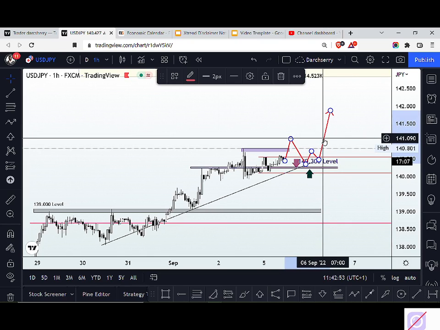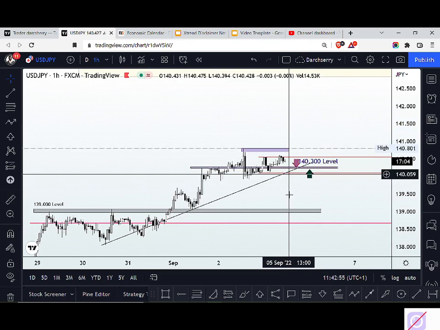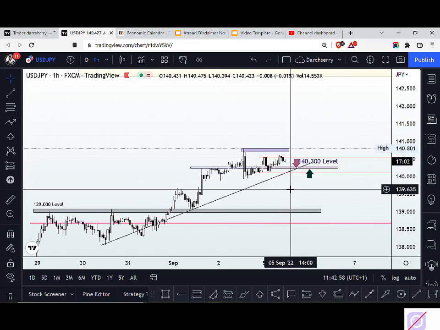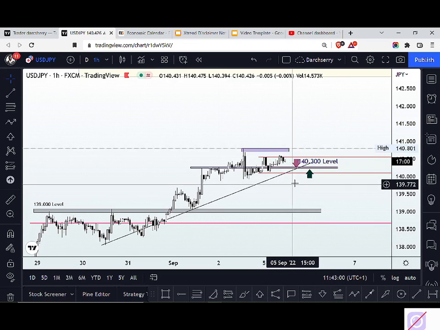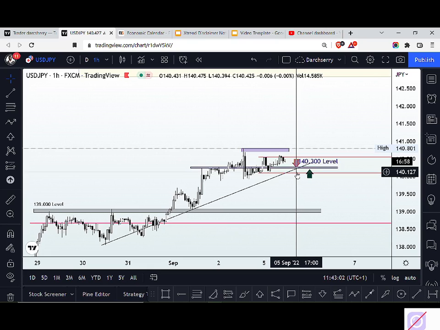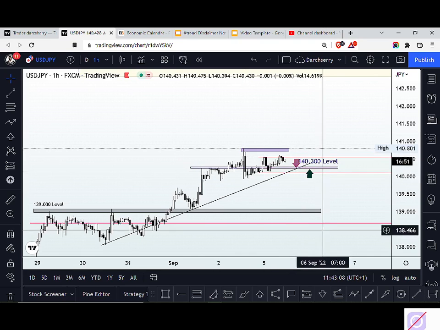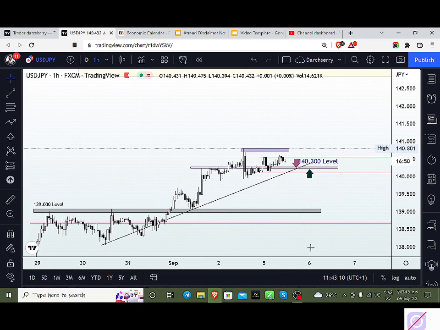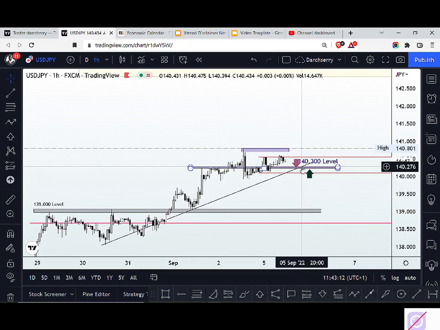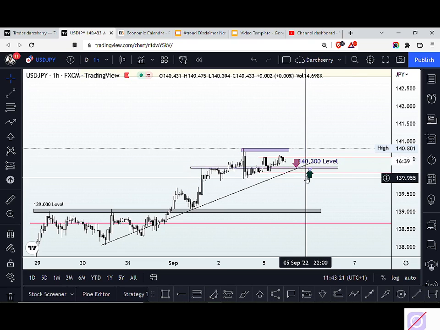I think we are prepared enough to take advantage of any potential opportunity that lines up during the New York session today. Like I said, we have the parameter at the 140.300 area to guide our action going forward. If price breaks down that level, we want to be looking for selling opportunities, and if price respects that level to the upside, then we want to be looking for buy opportunities on the USD JPY. So that is that on the USD JPY.